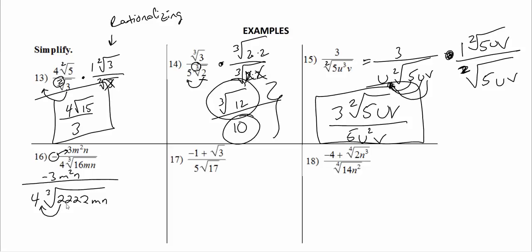I can pull the 2 out. I can cross 2 of the other ones away. So this technically is an 8, times the third root of 1 more 2 and then an m and an n.